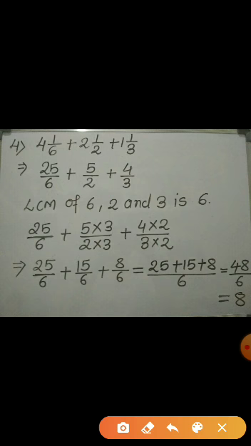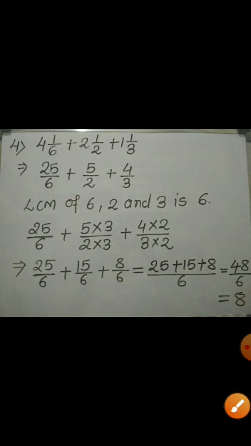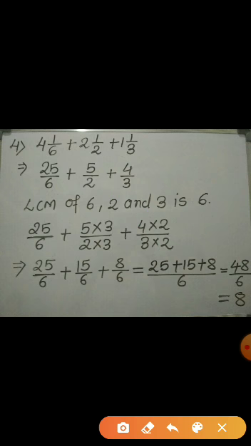See the third fraction, it is 4 by 3. The denominator is 3, and to make the denominator 6, what do we have to do? We have to multiply it by 2, right? So in the third fraction, I have multiplied the numerator and the denominator by the number 2. After solving, what will you get? 25 by 6 plus 15 by 6 plus 8 by 6.